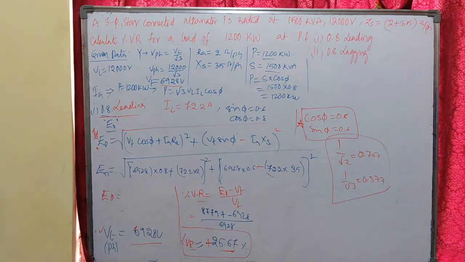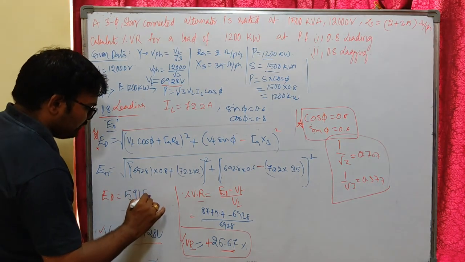So E naught should be less compared to your Vt as it is a leading power factor.